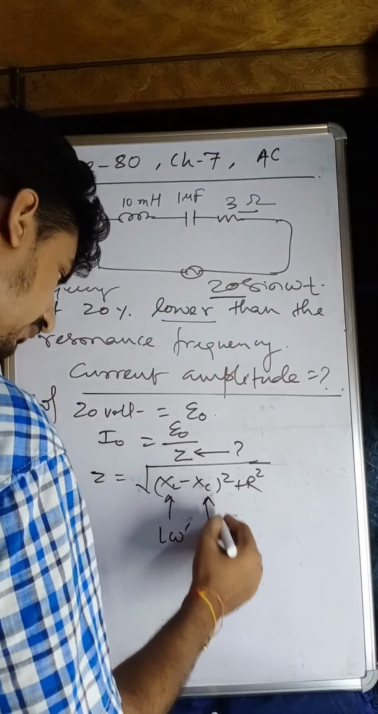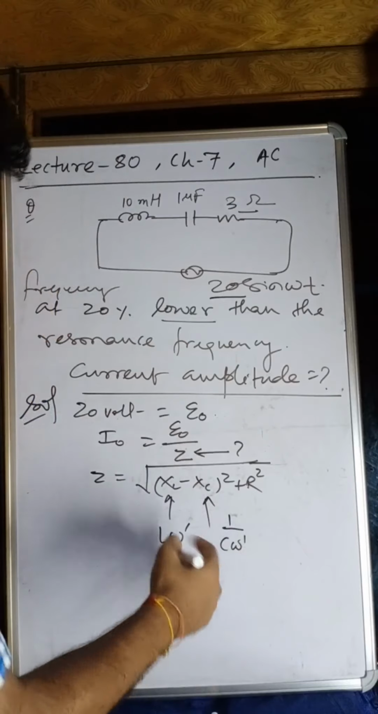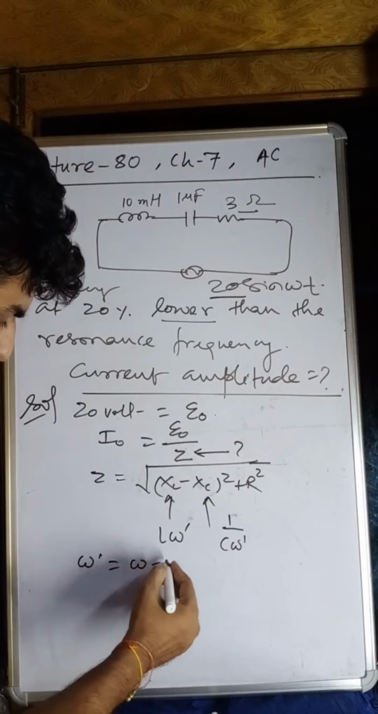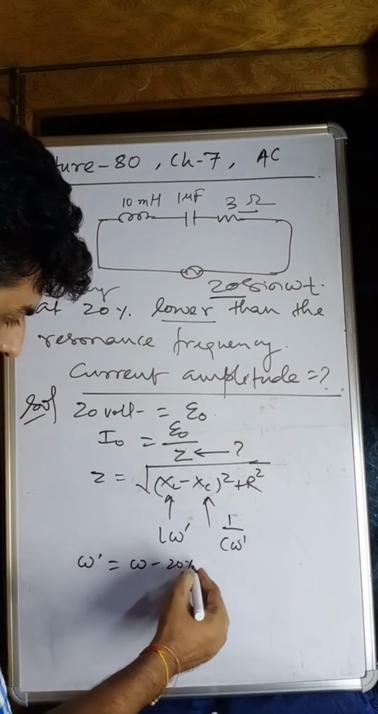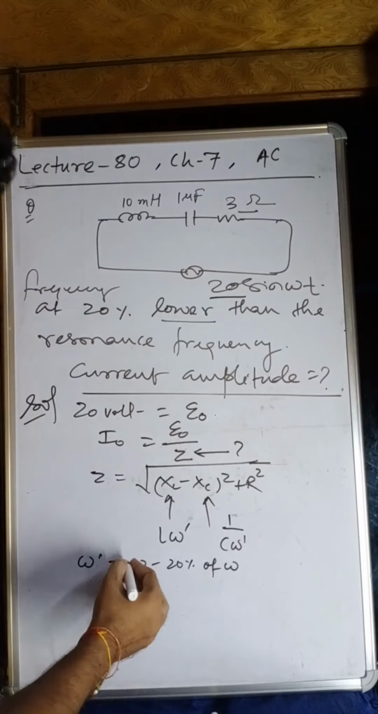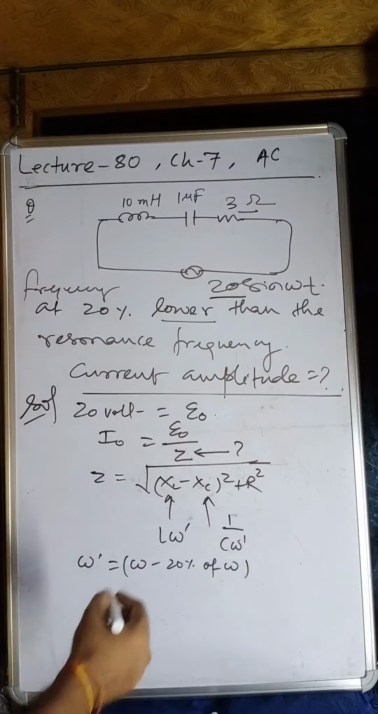And this XC will be 1 by C omega dash, and omega dash is what? So omega dash is omega minus 20% of omega. Am I right? Yes, this is the omega dash. That is, we have to find the new omega. First try to find the omega, my dear students.